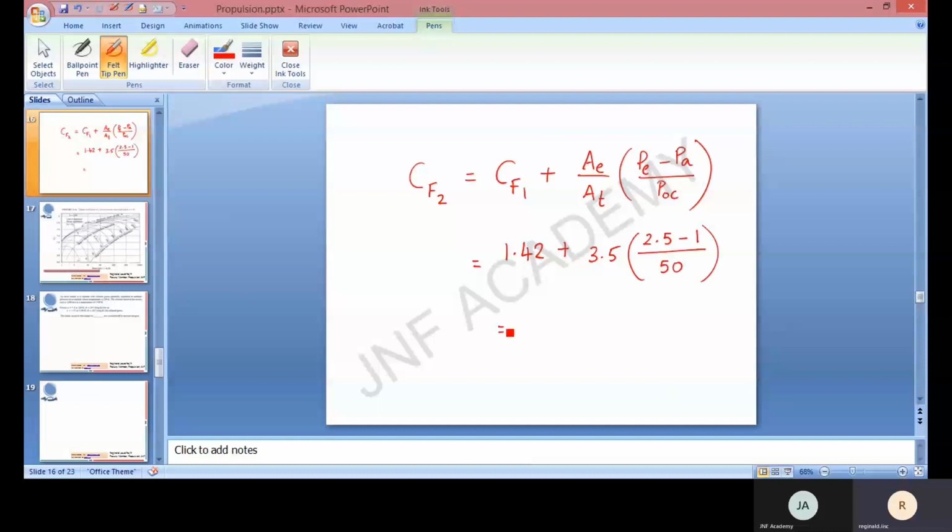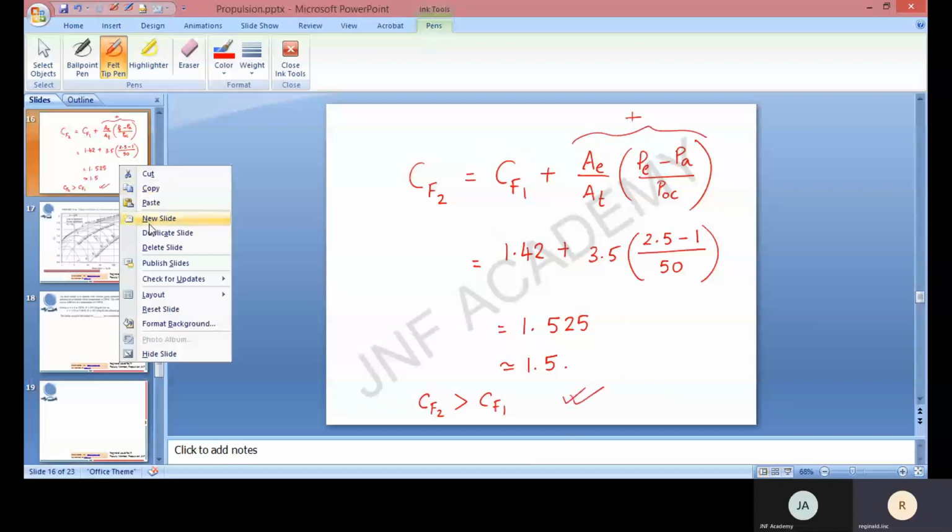In fact, you can even calculate what CF2 would be. CF2 would be 3.5 into 1.5 by 50 plus 1.42. It would actually be 1.525, roughly 1.5. So CF2 is going to be 1.5. This is definitely greater than CF1 because of this positive contribution here. This is positive, so you add it to CF1 to get CF2. So this will be the first result.